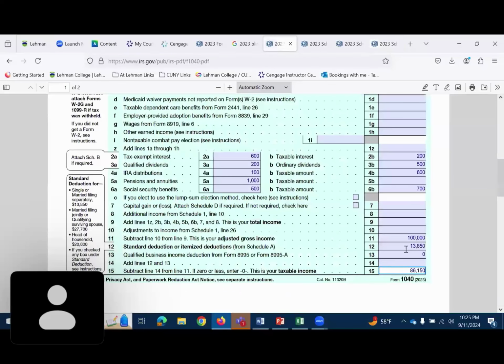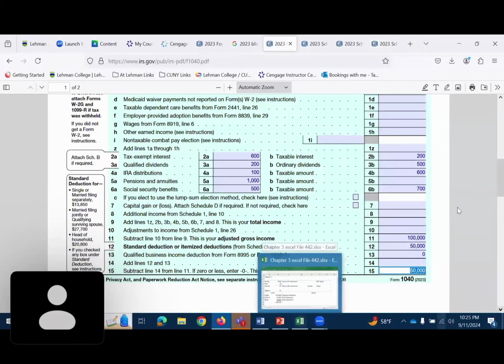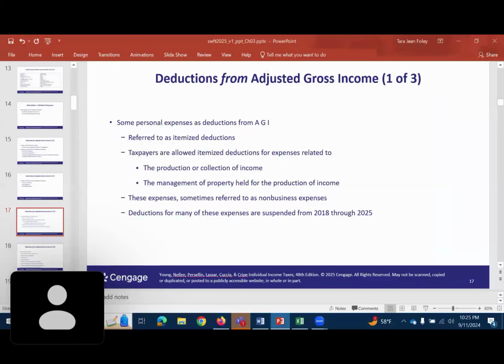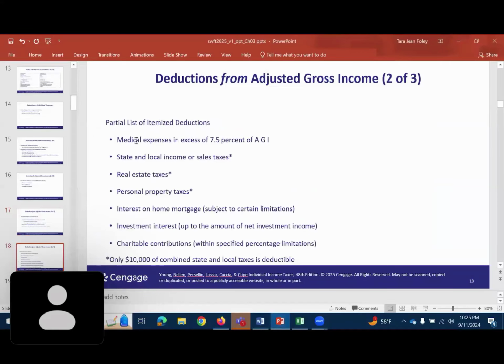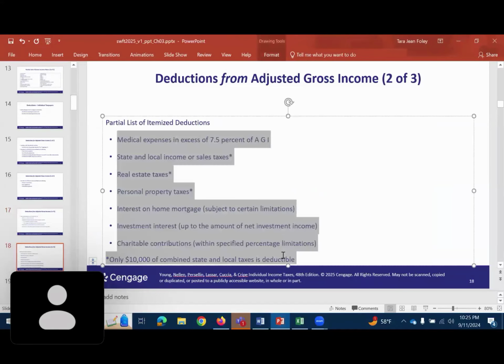So what would you rather have? A deduction for 13,850, which gets you to 86, or would you want it to be 50,000, which gets your taxable income to be 50,000? And then you're going to pay tax on 50,000, which we did in chapter 1, which was all the different tax rates. Okay. And these are the listing of the types of deductions, which we'll get to later on.